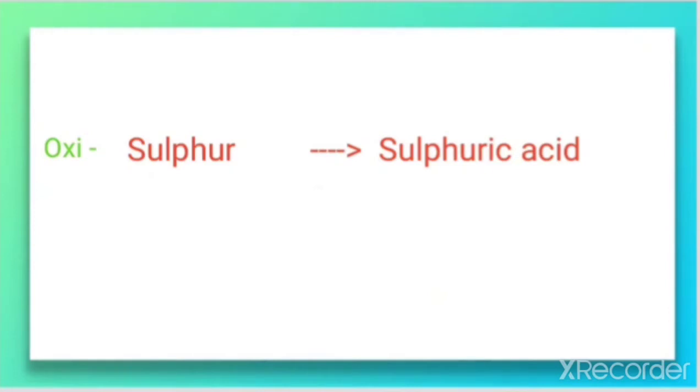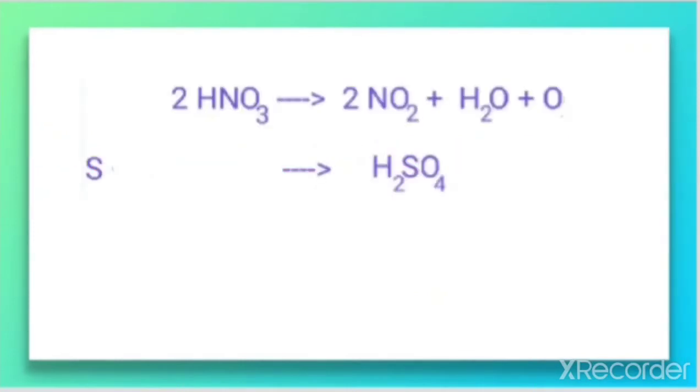That is the oxidation of sulfur to sulfuric acid by the oxidizing agent nitric acid. Now, how to do this equation? First you need to write the reduction reaction, that is 2HNO3 gives 2NO2 plus H2O plus O. This reaction we have already discussed; it is the common reaction for all. Once you have learned this equation, you can use it for all the four cases we are going to discuss here.